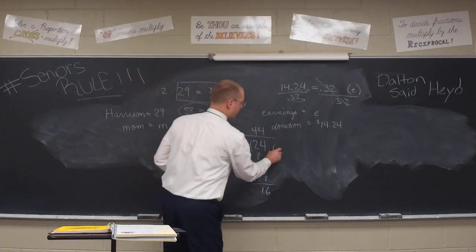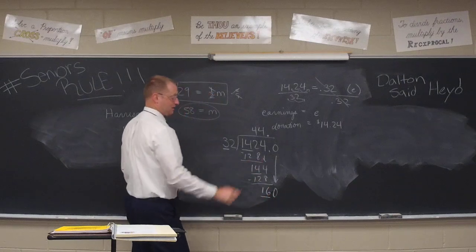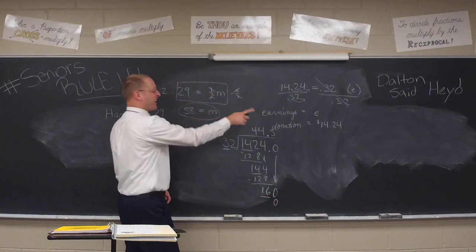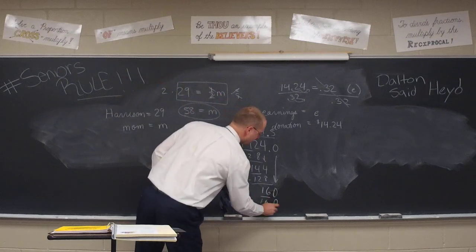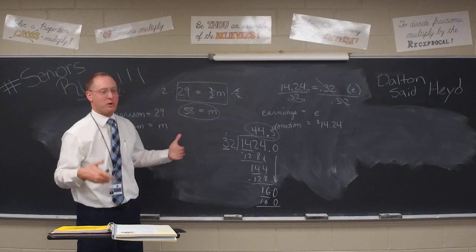Let's put a 0 and a decimal. Let's bring it down here. How many times does 3 go into 16? 5 times. 5 times 2 is 10. Carry the 1. 5 times 3 plus 1? 16. So how much did she earn, class? 44.5. Wait, 44.5. What does that mean?